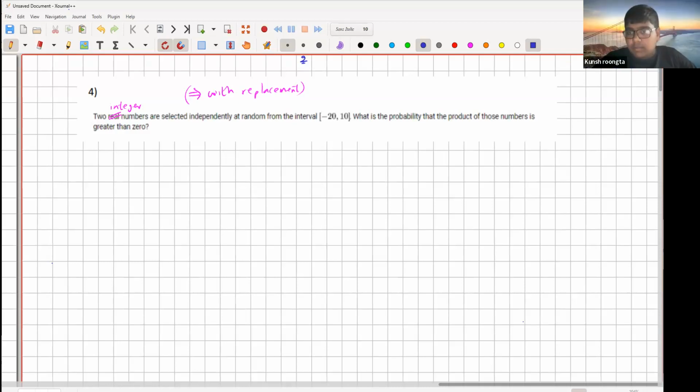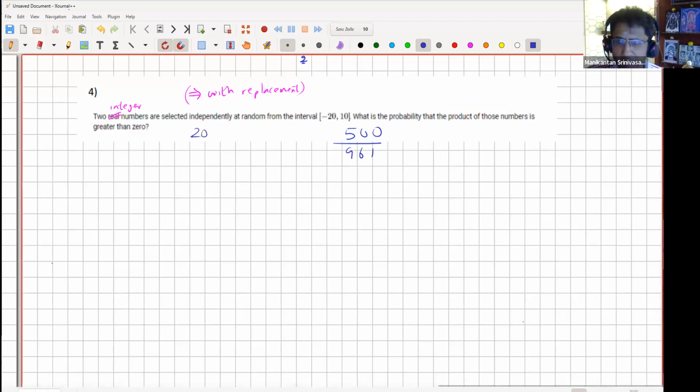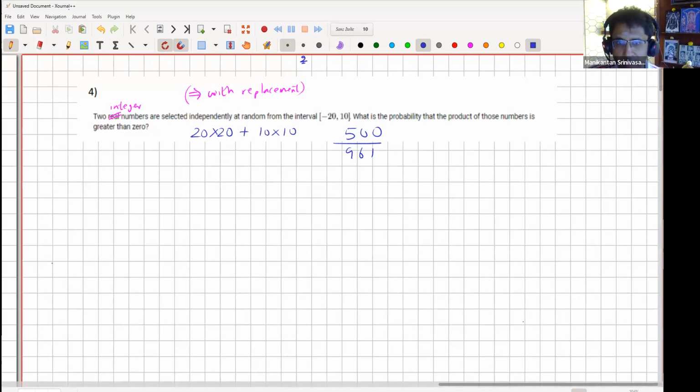So I haven't simplified, but I got 500 over 961. Okay. Anyone agree or disagree with him? The same thing, right? Because you said you would include the 0 to 31 number. Exactly. There's nothing further to simplify here, Kunsh, because 31 is a prime number, so you cannot, right? So as you rightly said, 20 into 20 plus 10 into 10. Just the denominator is not 30 into 30. Now it's 31 into 31.